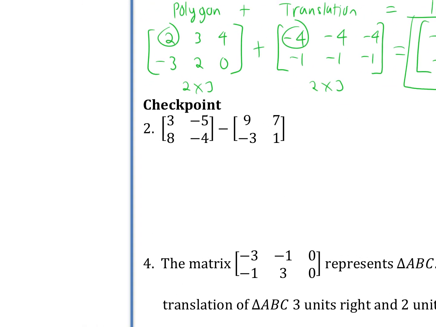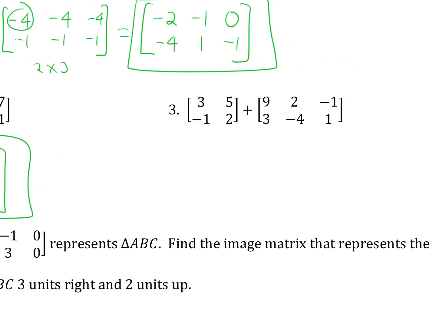All right, let's go through these. I'm just going to write the answer here because we should know how to do this. So for the checkpoint, 3 minus 9 in the top left would be -6. 3 minus 7 in the top, -5 minus 7 would be -12 in the top right. 8 minus -3, remember, would be 8 plus 3, which is 11. And -4 minus 1 is going to be -5. Okay. There's our answer. How about this one over here?